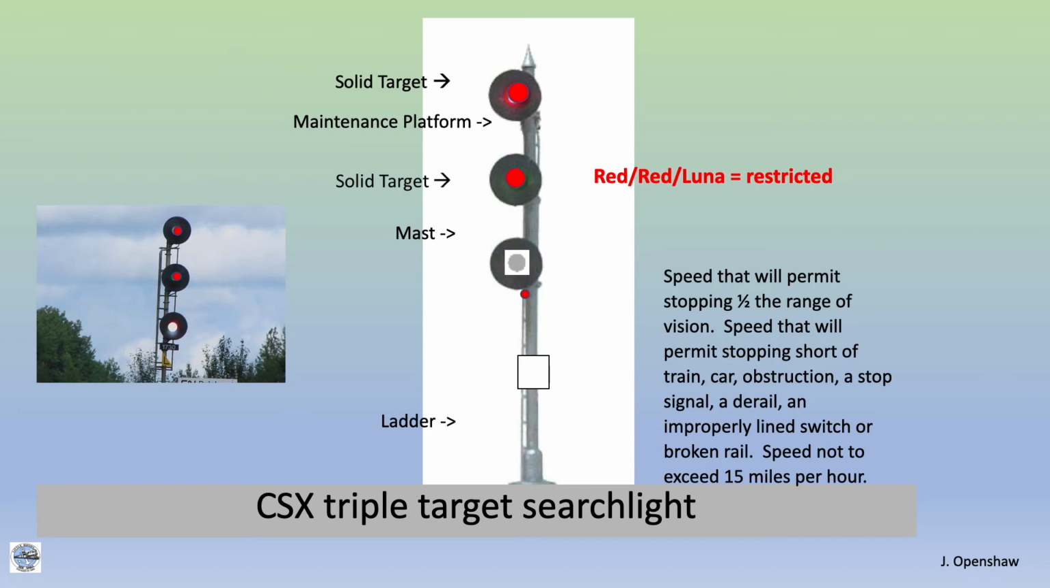it means restricted speed. It means a speed that will permit stopping within half the range of vision, short of men on track equipment, trains, broken rail, an improperly lined switch, even a derail. But it's a speed not exceeding 15 miles an hour. Okay, next one, Dave.